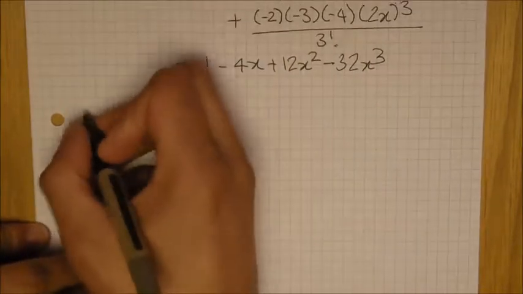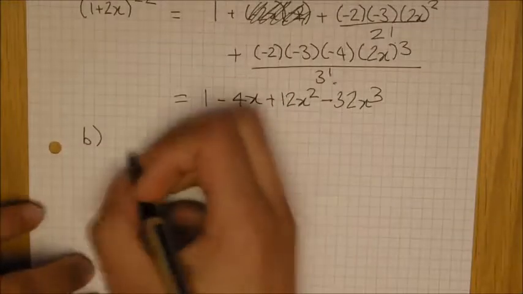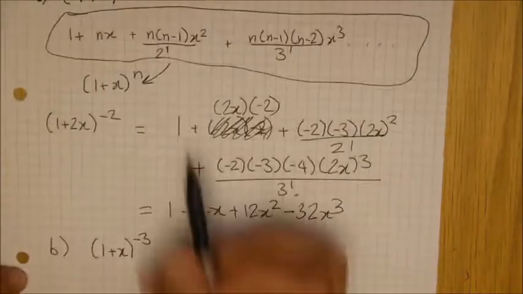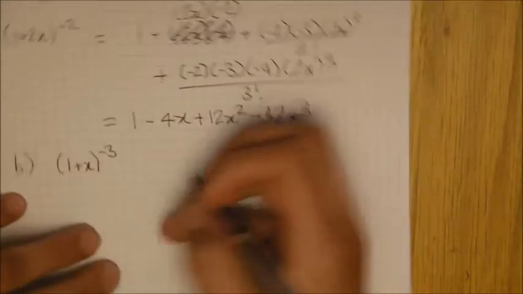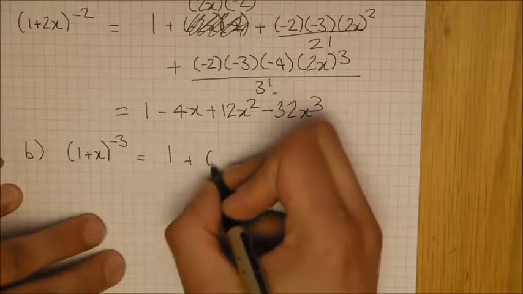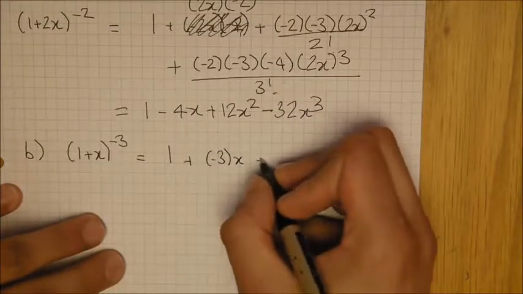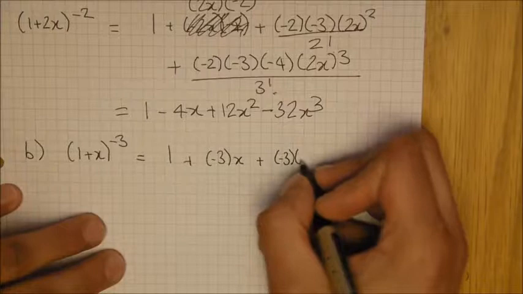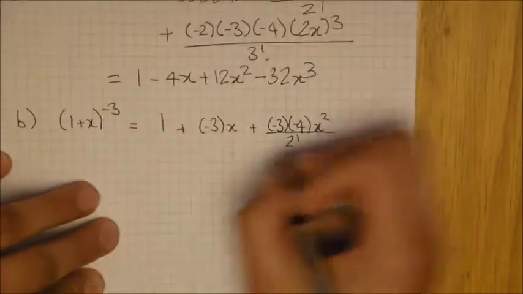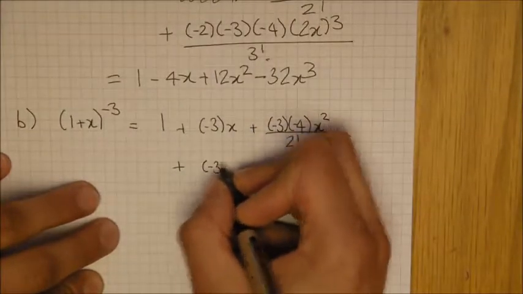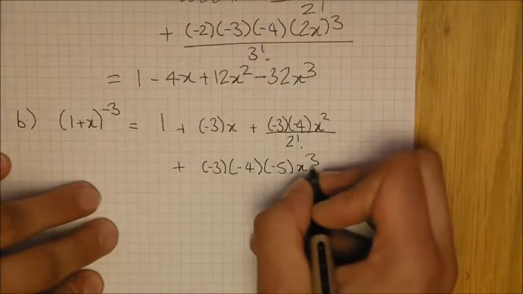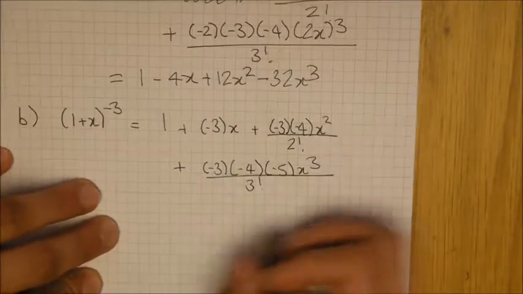We're going to go on to another question, and hopefully you'll be able to understand this one just as well. This one is slightly simpler, so you'll probably get my meaning a bit better. 1 plus x to the minus 3. Now this one looks exactly like 1 plus x to the n, so we shouldn't have any problems with this. This goes to 1 plus minus 3 lots of x, plus minus 3 minus 4 x squared over 2 factorial plus minus 3 minus 4 minus 5 x cubed over 3 factorial.